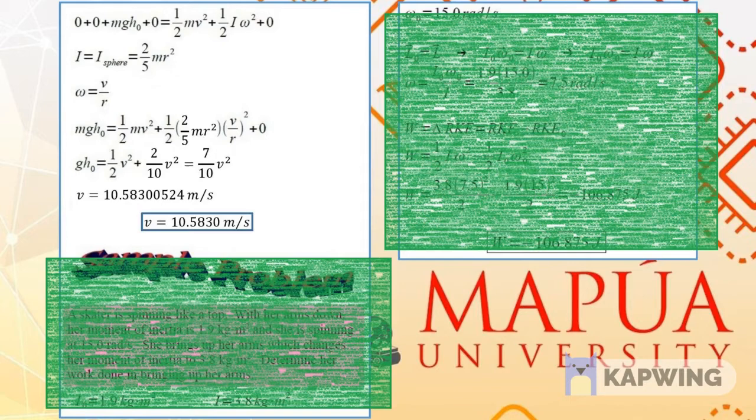V and omega are related together. V, the linear speed v, is also equal to the tangential speed of the sphere. And from our kinematics, we know the relationship of angular speed and tangential speed. Omega is equal to v over r. Combining these equations and simplifying, we are able to determine the final speed of the sphere when it reaches the bottom of the hill, 10.5830 meters per second.